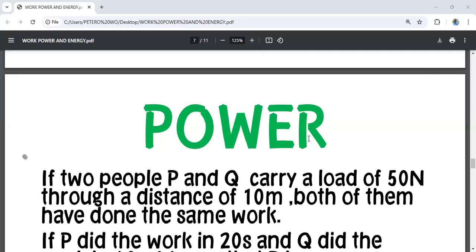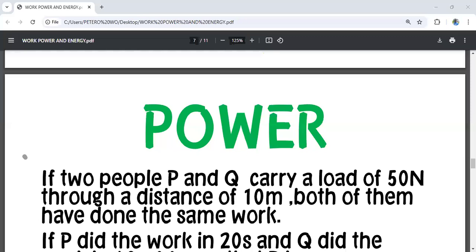Yes, Daniela, your hand is up. I think power is the rate of doing work. Yes. So Daniela thinks power is a rate of doing work. Lastly, Israel. I think power is the rate at which work is done. The rate at which work is done.